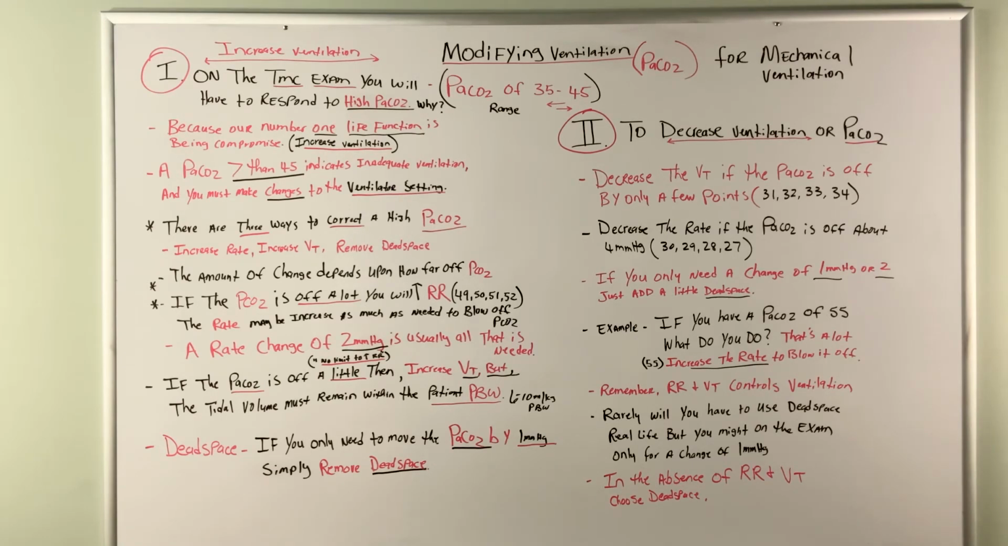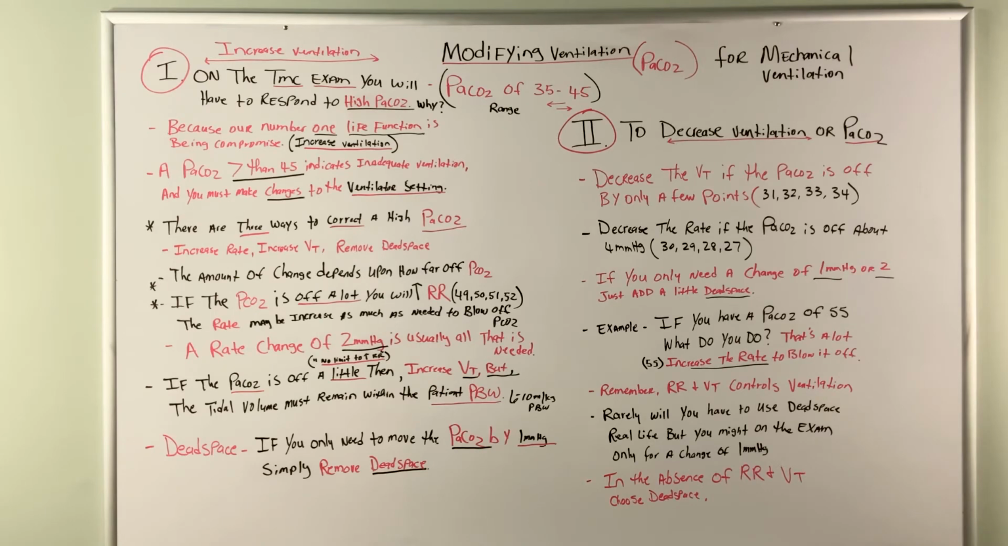In order to decrease ventilation in your patient, you decrease the tidal volume first. The opposite of increasing ventilation. Decrease the tidal volume first. If the CO2 is off by only a few points, such as 31, 32, 33, 34, just decrease the tidal volume. Secondly, you would decrease the respiratory rate if you have a CO2 that is off about 4 millimeters of mercury.